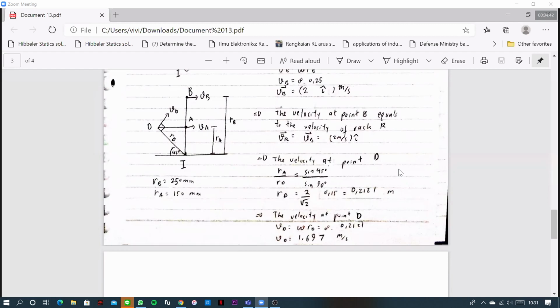How can you find velocity at point D? So for the velocity at point D, first of all, I must know RD from the triangle. So I use the law of sines with the angle. So RA over sin 45 equals RD over sin 90, and then I get RD. After I get RD, the velocity at D equals omega times RD. So I get the velocity at D.